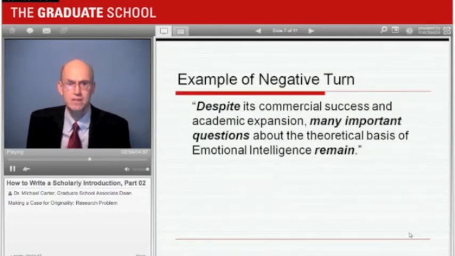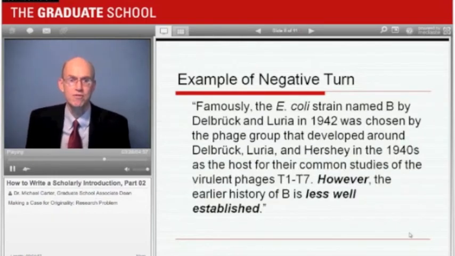Here's another example. Despite its commercial success and academic expansion, many important questions about the theoretical basis for emotional intelligence remain. Again, you see, despite, it's a contrastive negative turn, and it sets up the research problem of what is missing. And you can shape this research problem into a question. What are some of the important questions about the theoretical basis of emotional intelligence? And one final example.